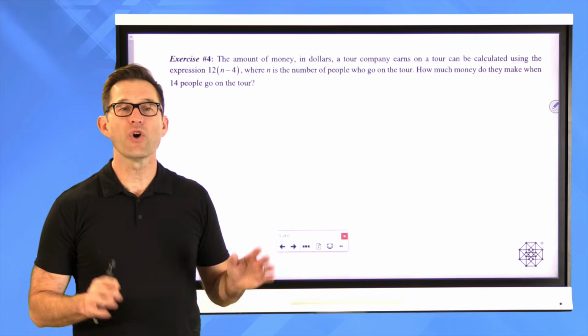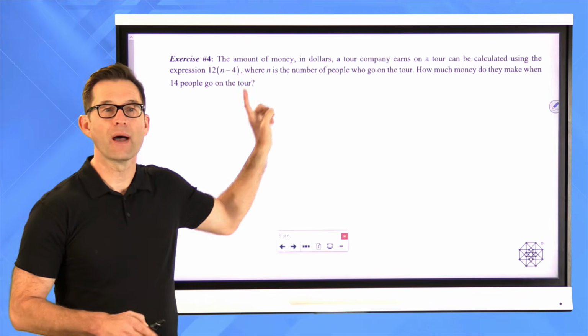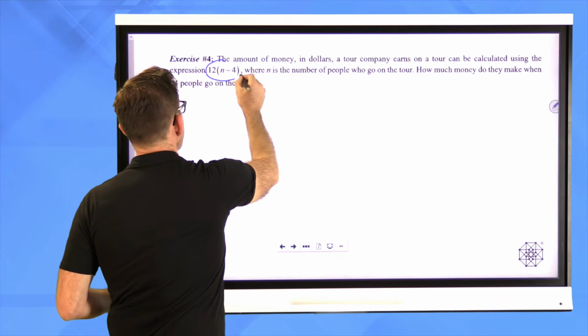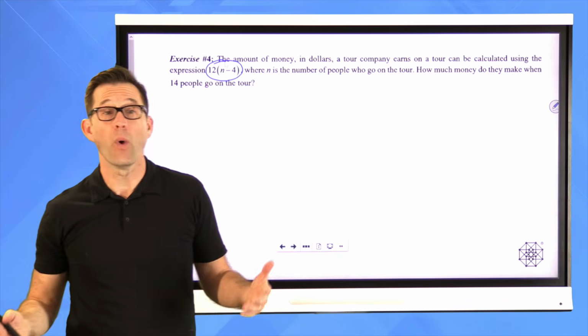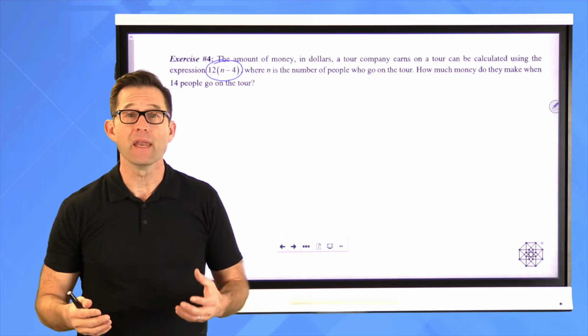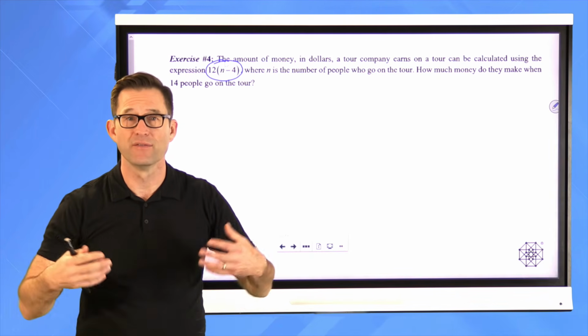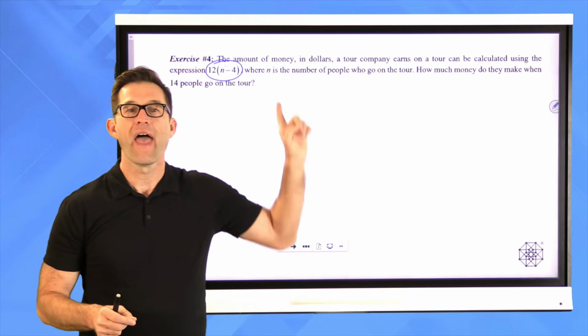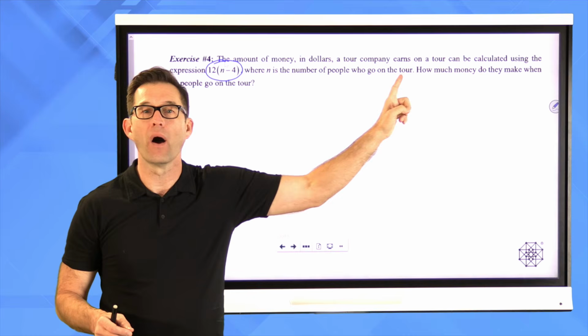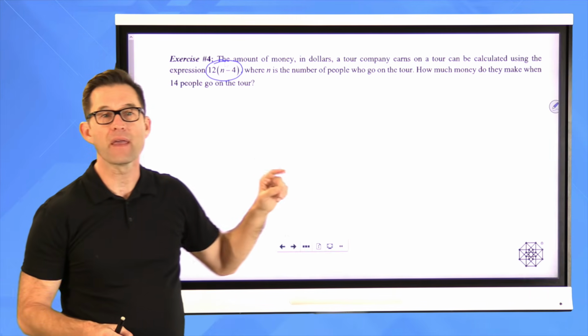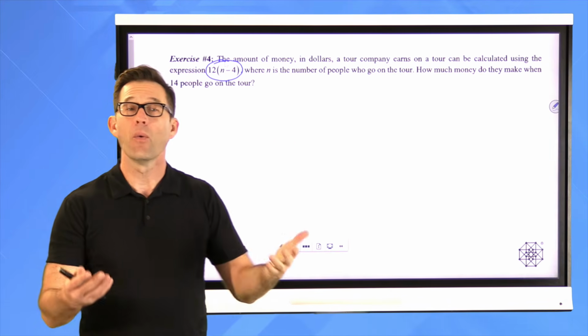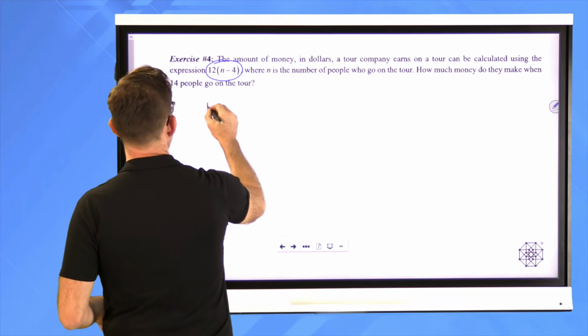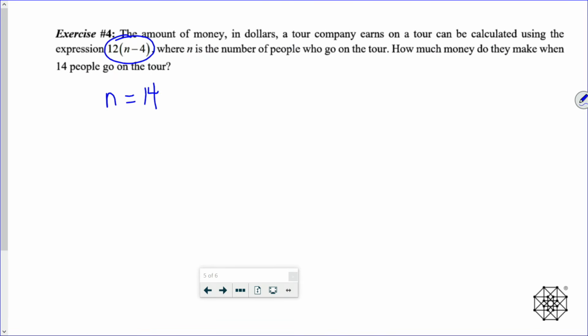All right, well, we are told that this expression, 12 times n minus 4, let me just circle it, is going to calculate what we want to know, how much money they made by taking this tour, right? And the n actually represents something now. N is the number of people who go on tour. So how much money do they make when 14 people go on tour? Well, what that tells us is that n is equal to 14, and the amount of money that they're going to make is going to be 12 times 14 minus 4, right?